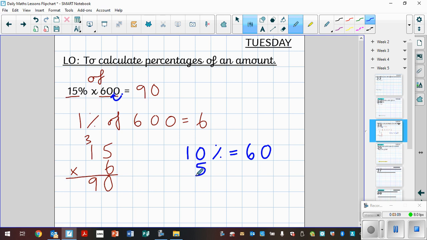We now need to work out what 5% is. Now, hopefully you're thinking, well, if I know what 10% is, if I halve that, that gets me 5%. Well, what's half of 60? It's 30, isn't it? Now, if I add 60 and 30 together, I get 90. Exactly the same as working out 1%, we get exactly the same answer. 90 and 90. And that's just two different ways of being able to work out percentages of an amount.